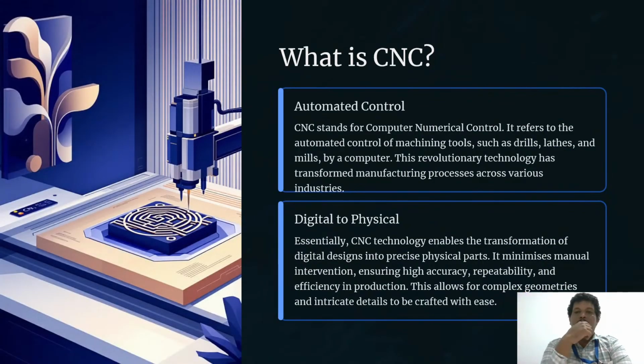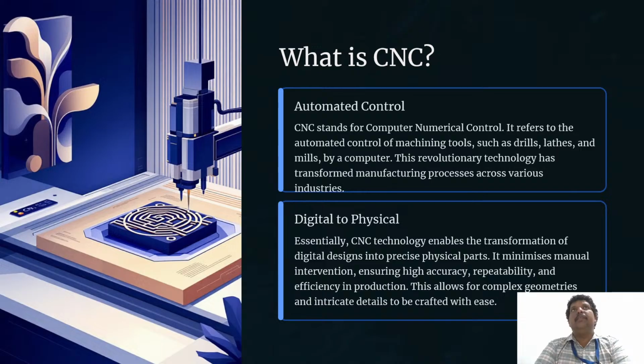Now, what is CNC? What do you mean by CNC? CNC, if you technically tell, stands for Computer Numerical Control. That is, it refers to the automated control of machining tools such as drills, lathes, and mills by using a computer. This is a revolutionary technology.